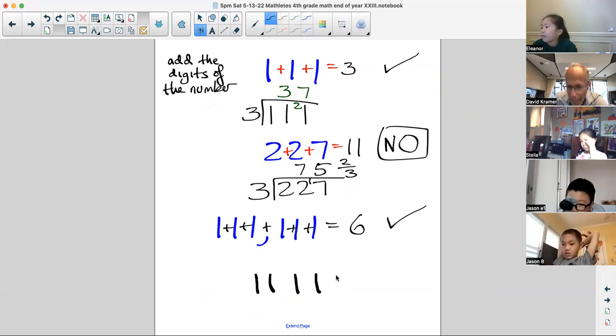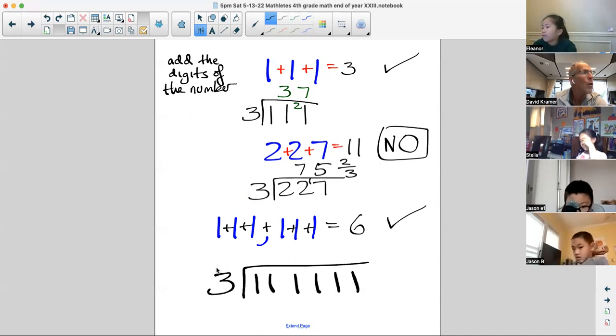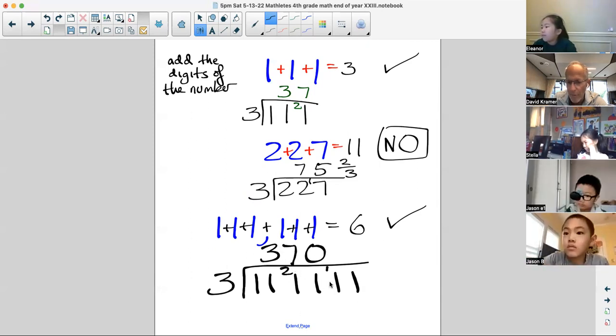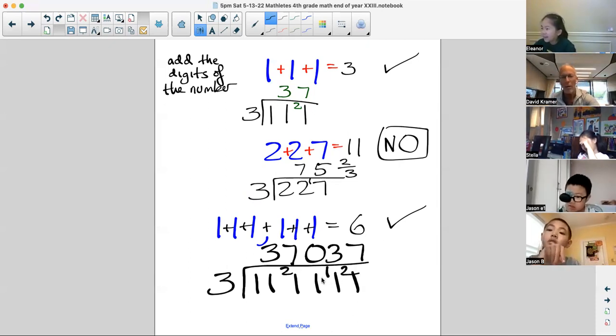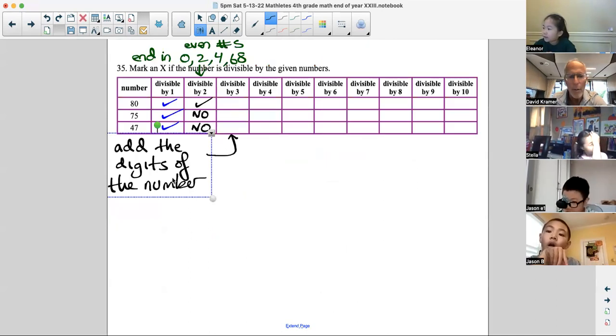Let's actually do the division. 3 goes into 11, 3 times remainder 2. 3 goes into 21. 3 goes into 1, 0 times remainder 1. 3 goes into 11, 3 times remainder 2. And 3 goes into 21, 7 times. No remainder. Awesome.